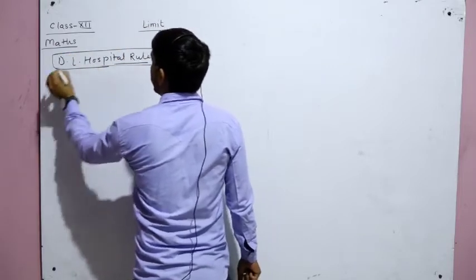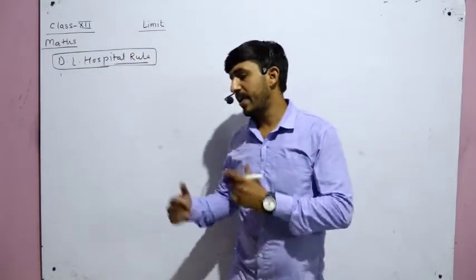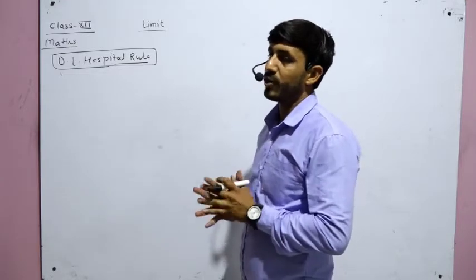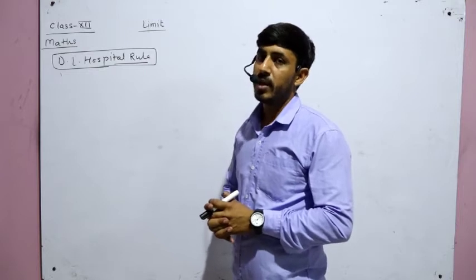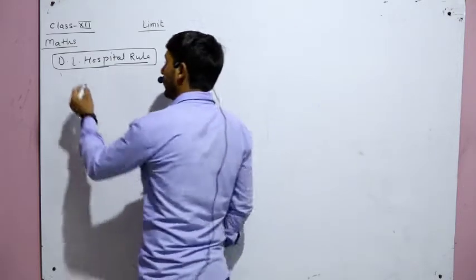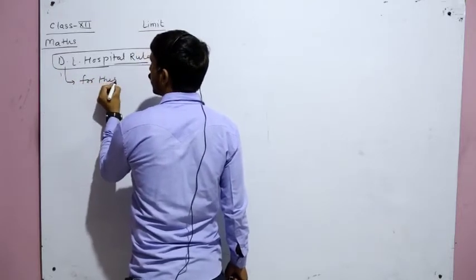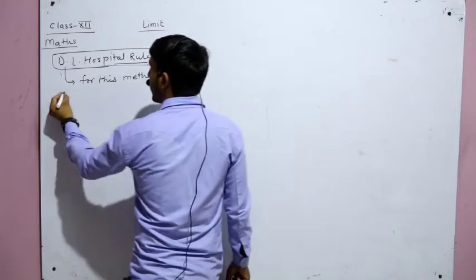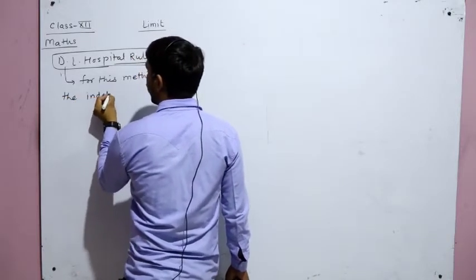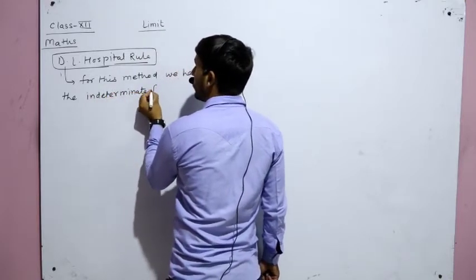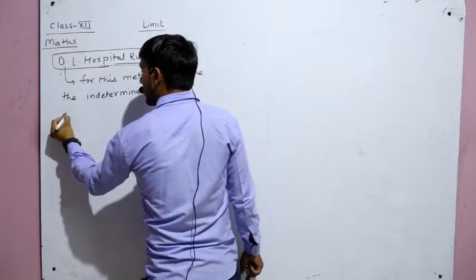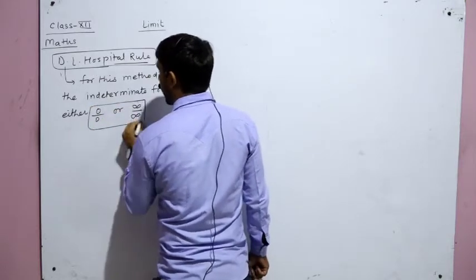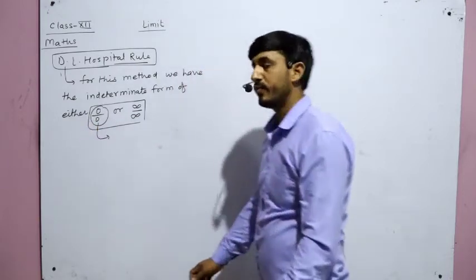This method is very easy to apply in every type of limit. But you should remember one thing: in the given limit we must have the indeterminate form, in terms of 0/0 or infinity/infinity. This is the most important part of this method, 0/0.